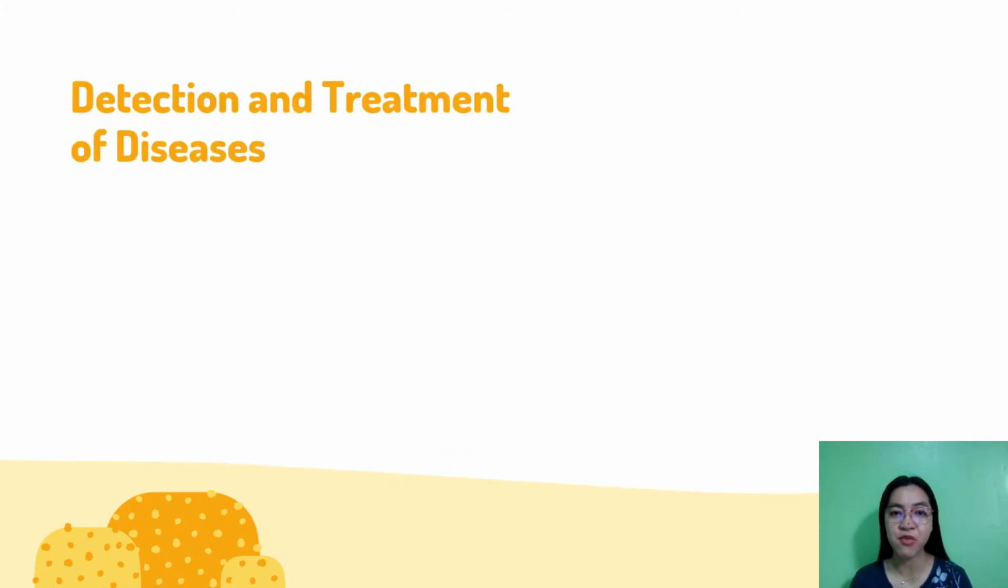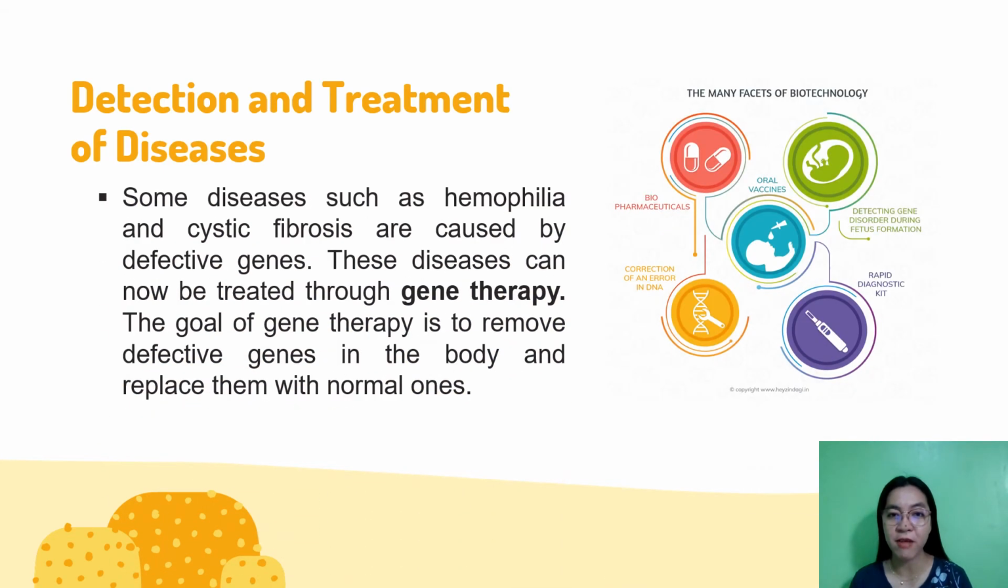Another one is in the detection and treatment of diseases. Medical scientists can now detect diseases using DNA technology such as PCR before the onset of symptoms or even before birth. Some diseases such as hemophilia and cystic fibrosis are caused by defective genes. These diseases can now be treated through gene therapy. The goal of gene therapy is to remove defective genes in the body and replace them with normal ones. These normal genes are introduced into the human body. Through this therapy, persons with genetic diseases will have a greater chance of living long and normal lives.